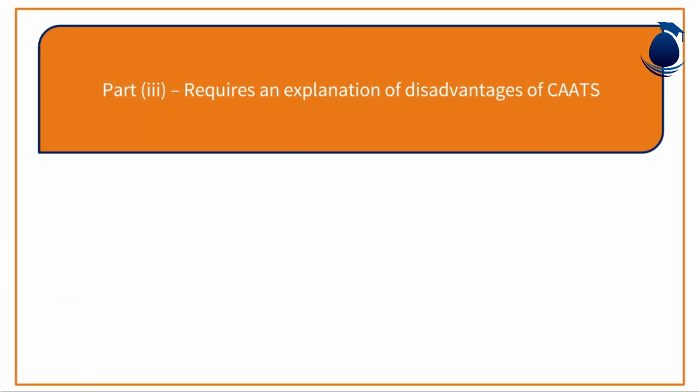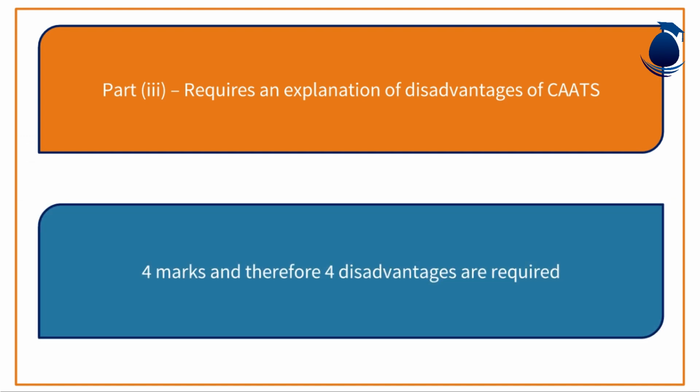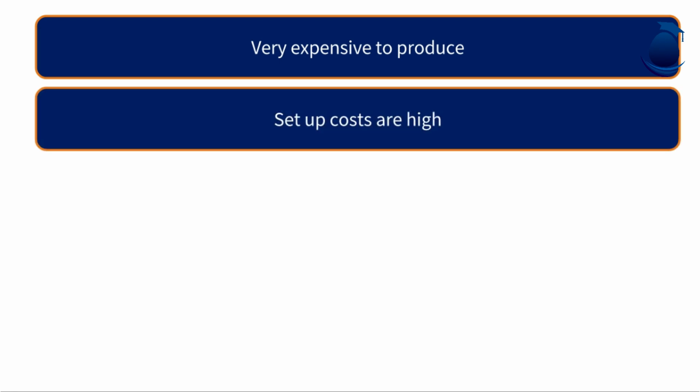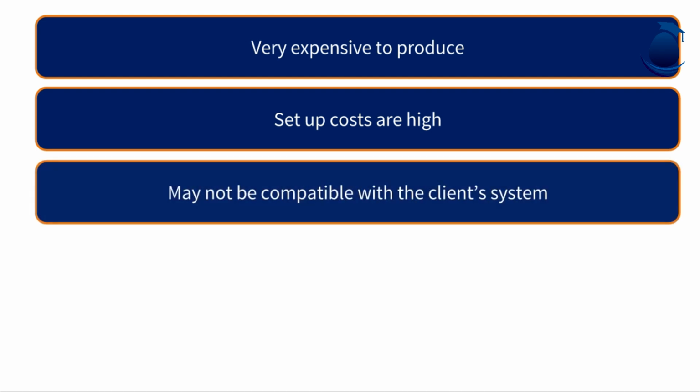Part 3 requires an explanation of disadvantages of CATs. Once again, we have 4 marks, and so 4 disadvantages are required. Audit software in particular is very expensive to produce, and so because setup costs are high, it is often not cost-effective to use, particularly if the client is looking to change their systems. The software may not be compatible with the client system, and therefore the transferring of transactions may not be possible.